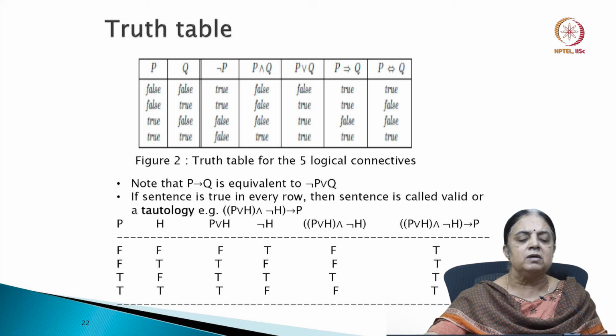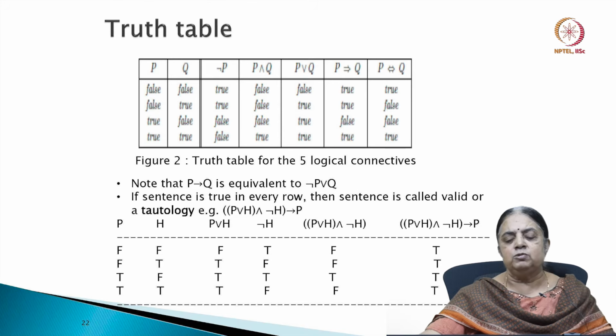So if we take P or Q, you find that in these three cases you get the truth value true, and in the first case it is false. And P implication Q is the same as saying not P or Q. So you are taking not P or Q. If you take these two, these are the values you are going to get. And P double implication Q, like we said, if both are true or both are false, this will be true. In other cases, it is false.